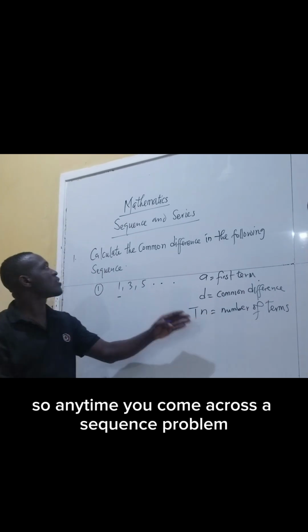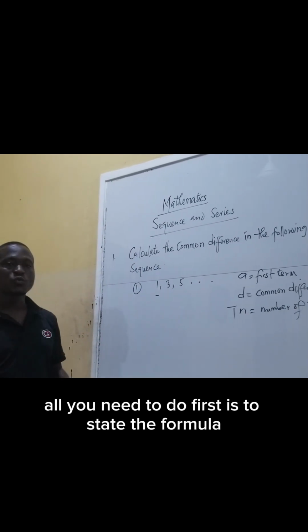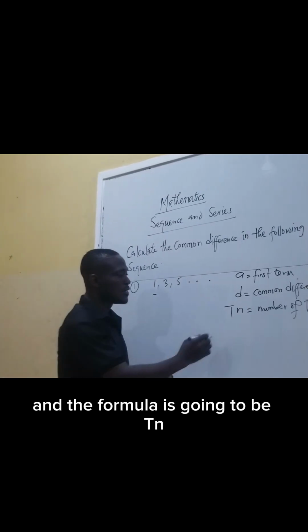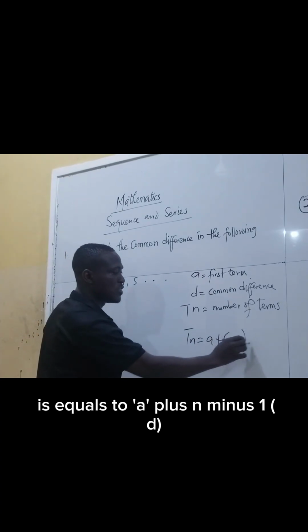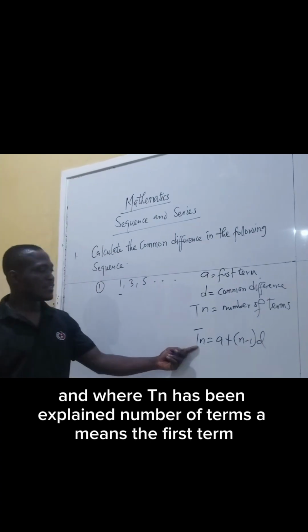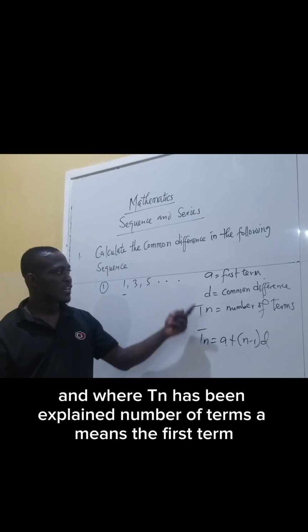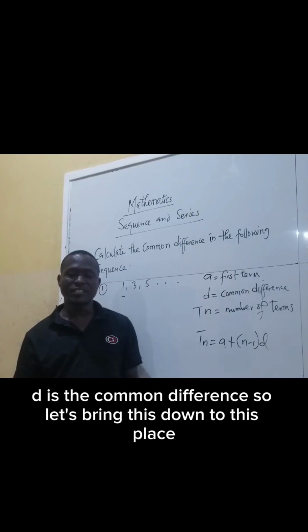So anytime you come across a sequence problem, all you need to do first is to state the formula, and the formula is going to be Tn is equals to A plus n minus 1 d. And where Tn has been explained, number of terms, A means the first term, D is the common difference.